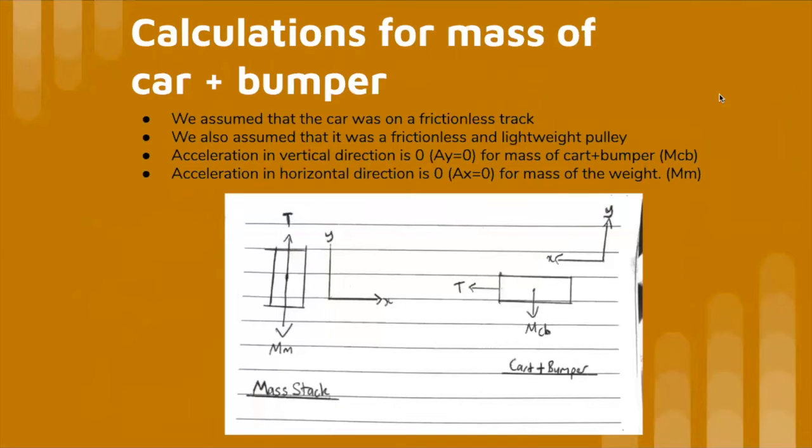Now, for the mass of the cart and bumper, we assumed that the cart was on a frictionless track, and a lightweight pulley, with acceleration in the vertical direction 0 for the mass of cart plus bumper, and acceleration in the horizontal direction 0 for the mass of the weight, as you can see in the FBD below.